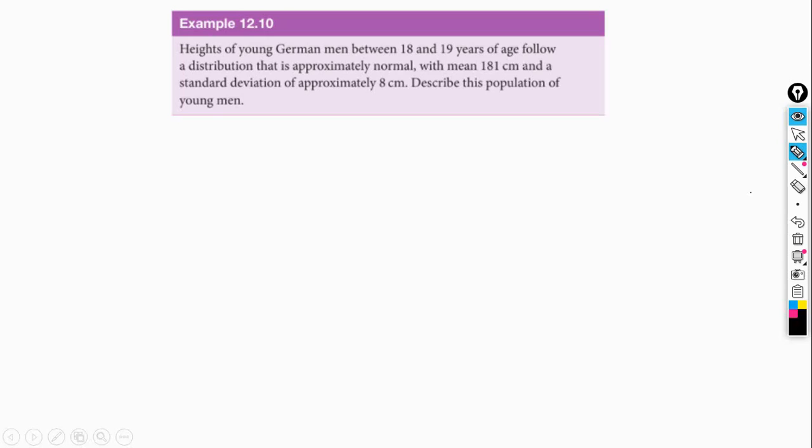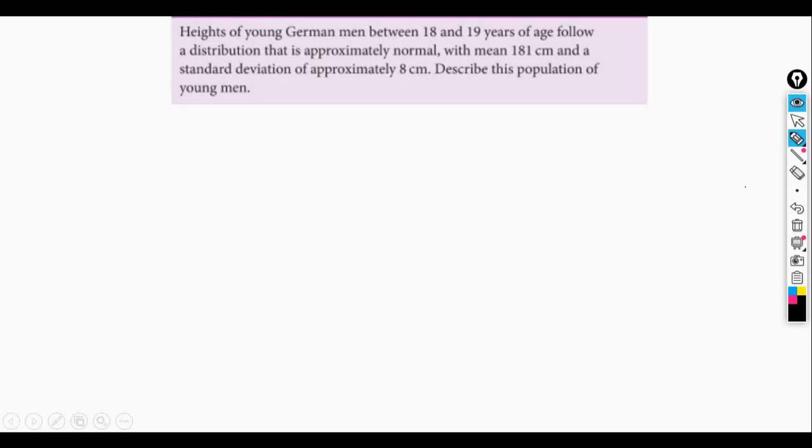We continue with example 12.10. And it says, heights of young German men between 18 and 19 years of age follow a distribution that is approximately normal, with a mean 181 centimeters and a standard deviation of approximately 8 centimeters. Describe this population of young men. So for this, we're going to use the empirical rule.